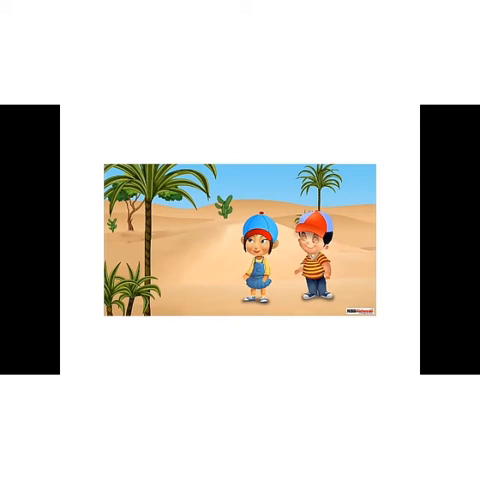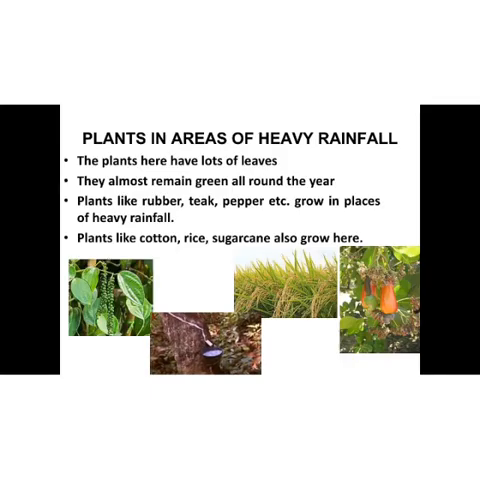Let us move to our next topic. Plants in areas of heavy rainfall. The plants here have lots of leaves. These plants almost remain green all around the year. The plants that grow here are rubber, pepper, cotton, teak, rice, etc.